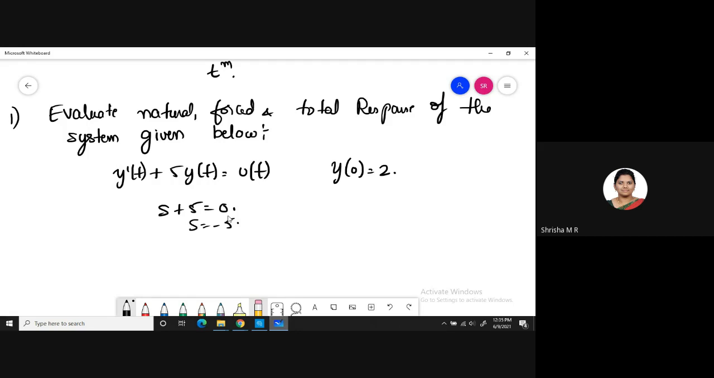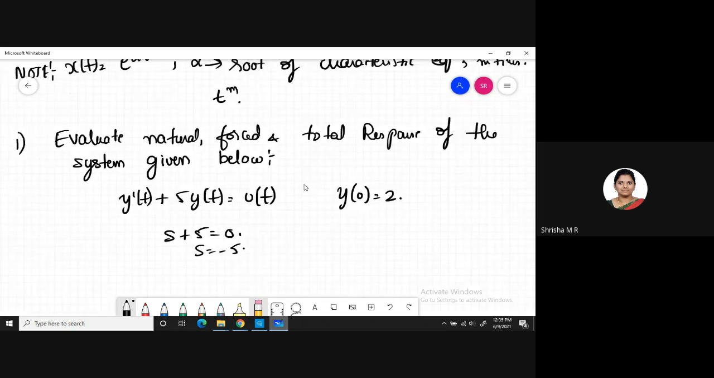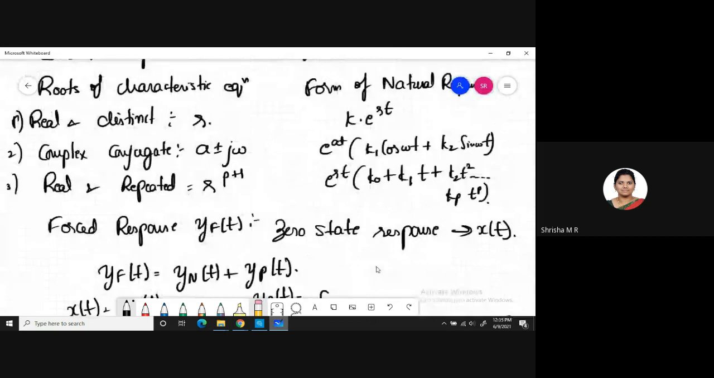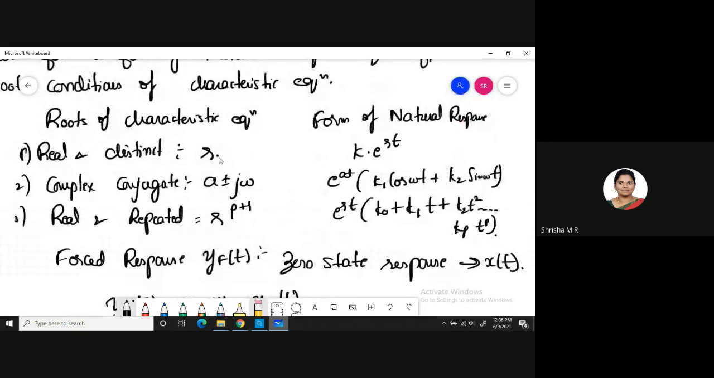So what form of characteristic root is this? We have seen here, right? You have got S is equal to minus 5. Which type is that, of these three? It is real and distinct, right? So it is of the form R. So natural response will be of the form K into e power RT.